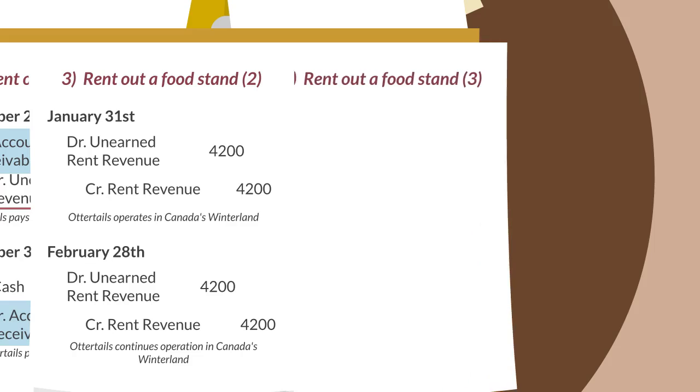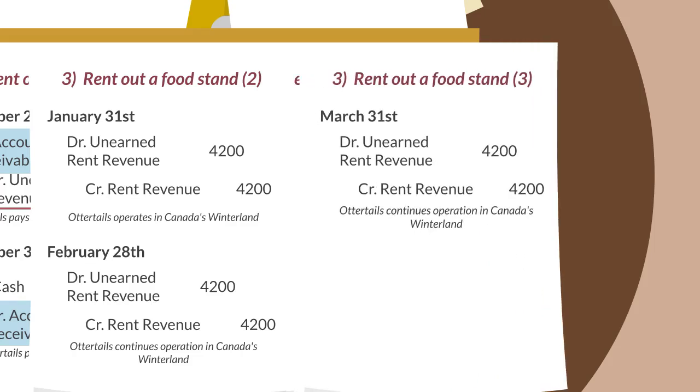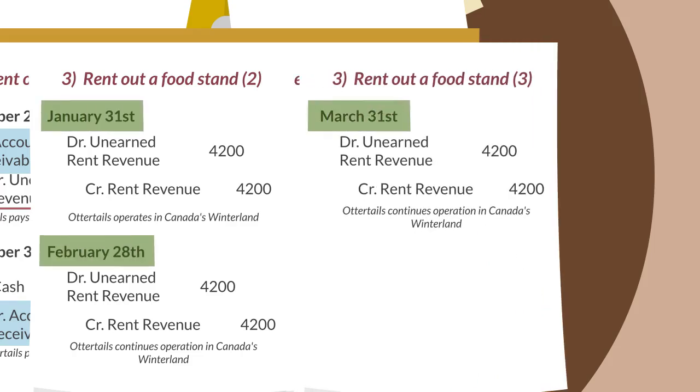After December 31st, they will have received the cash for the next 3 months, but will only be able to recognize a portion of that amount as the earned rent revenue over each of the 3 months that Otter Tails will operate the food stand for. Number 4.